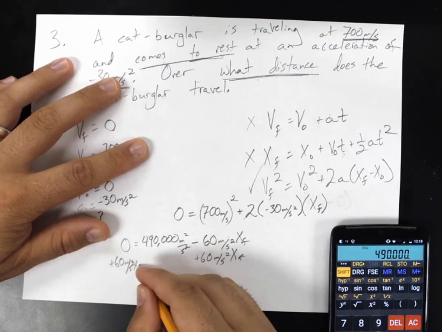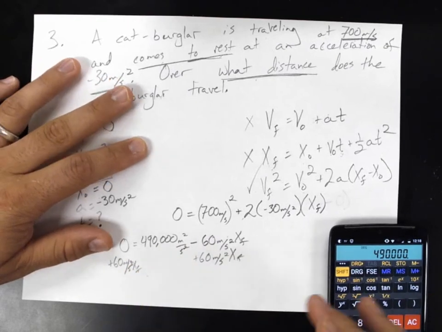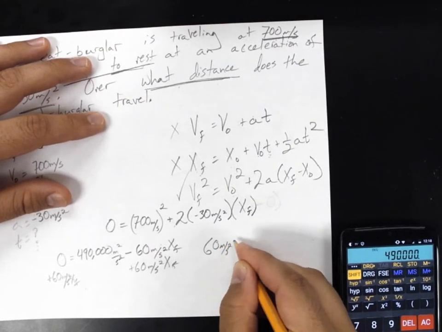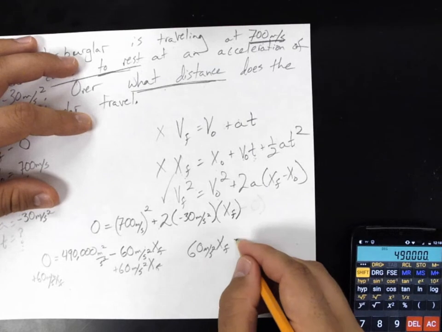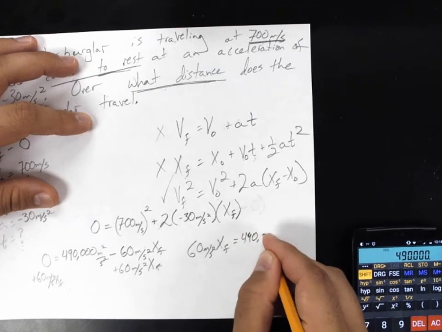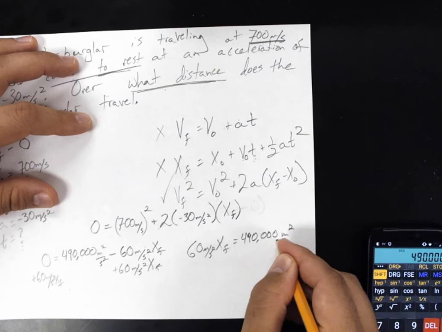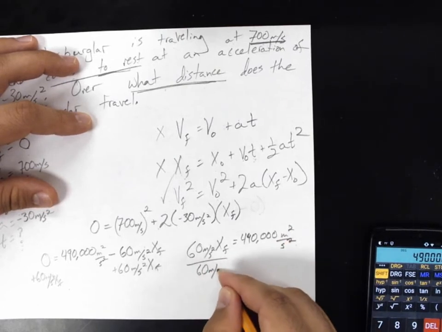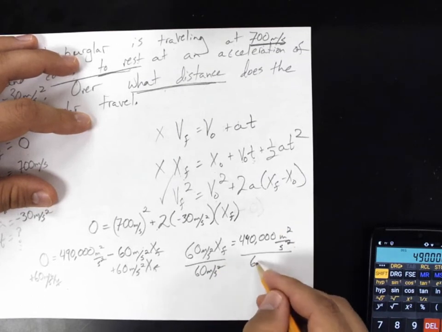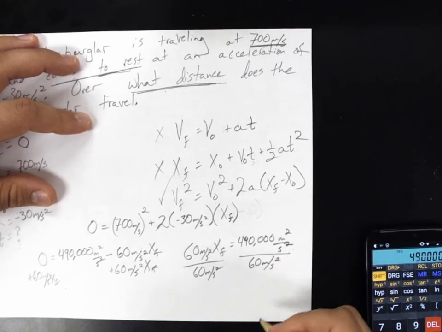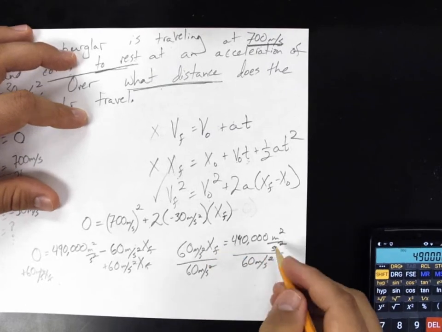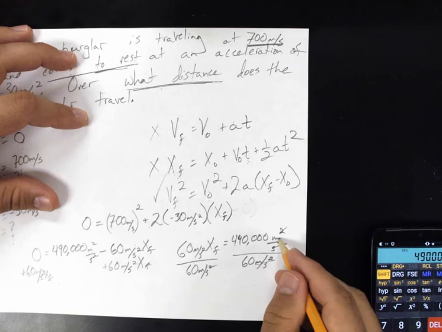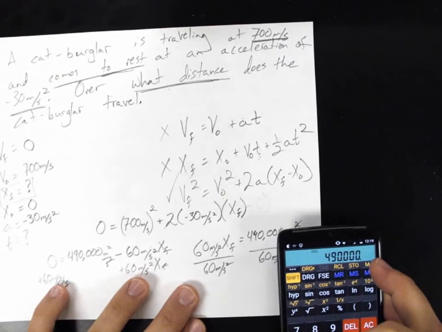Times xf. Thank you. Now we're sitting at, I'll write it over here, 60 m over s squared xf equals 490,000 meters squared per second. I wrote this problem. It's my own dang fault. Divided by 60, you get x by itself. That's what you're looking for. Divide by 60 meters per second squared. That's silly. Anyway, all your units are going to cancel. The squareds will cancel.